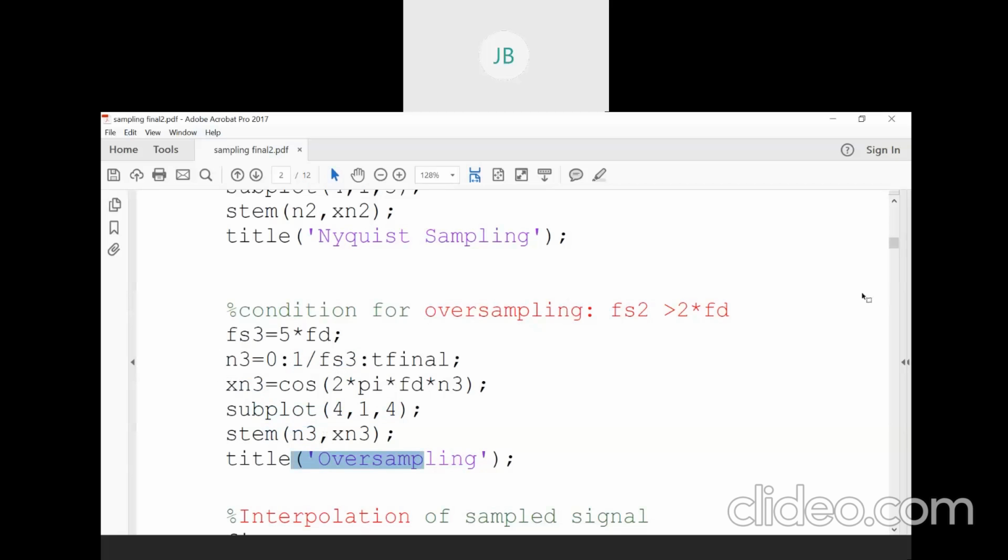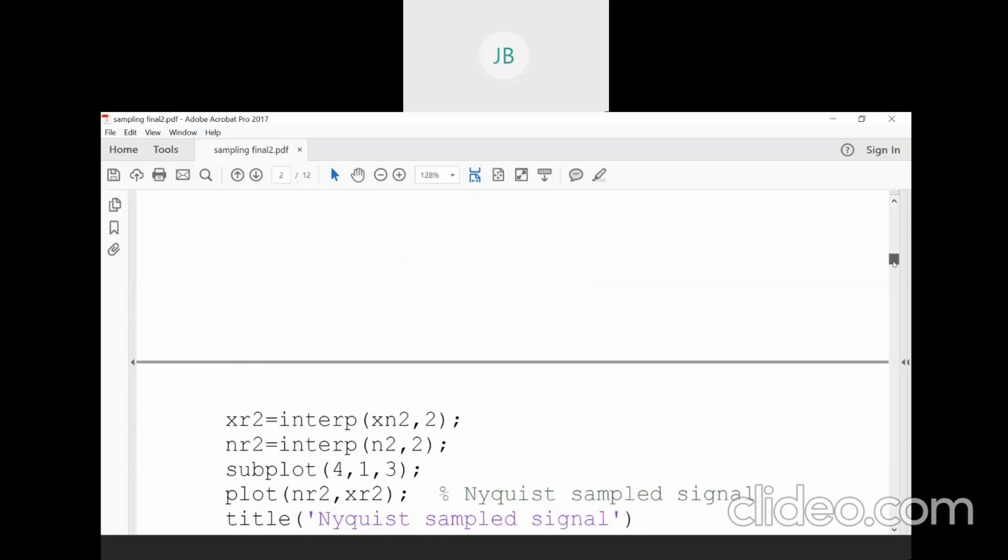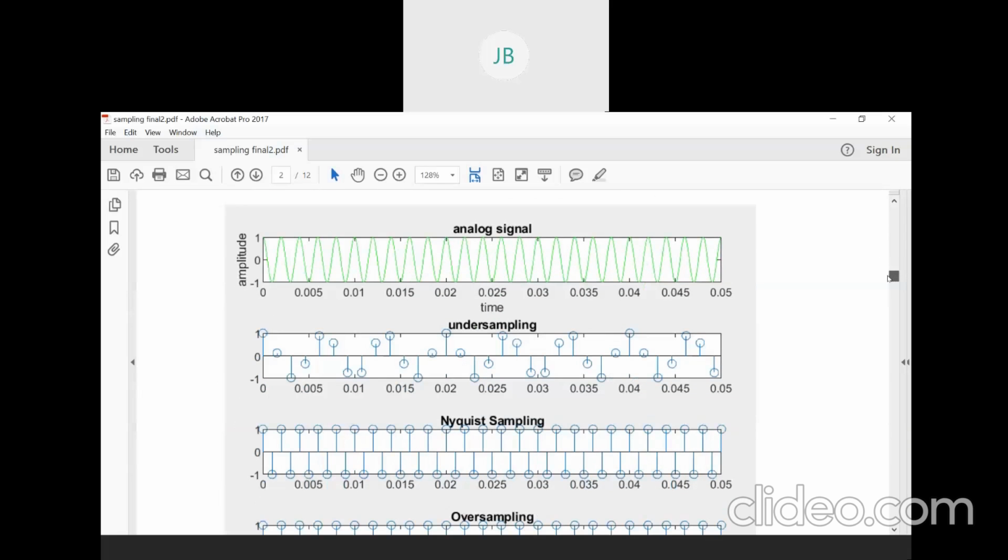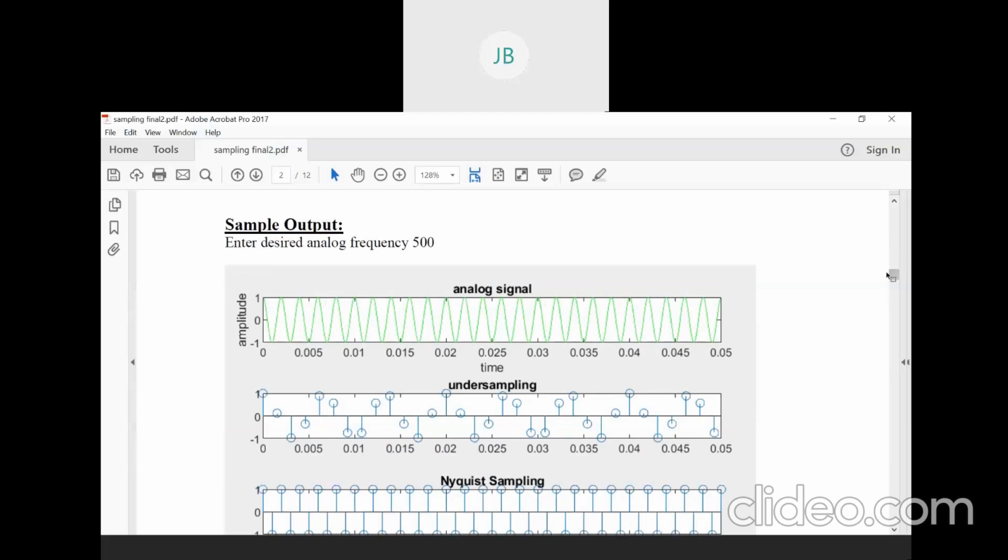Now we have investigated 3 cases. We will see how it looks. So I will go to display this here. So far what we have discussed, the code, we will see how it looks when we execute that.